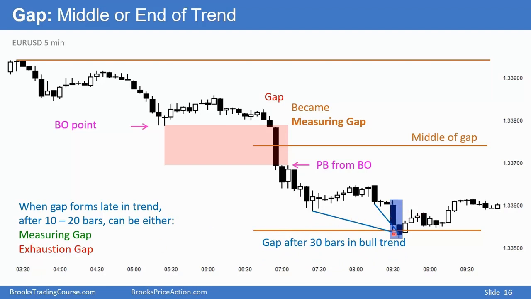Another big bear bar occurring about 15 or 20 bars after this one. Another follow-through bar, gaps from this close to that low and this low and this low, all breakout points. But the gaps ultimately closed, and this was an exhaustion gap late in a bear trend.